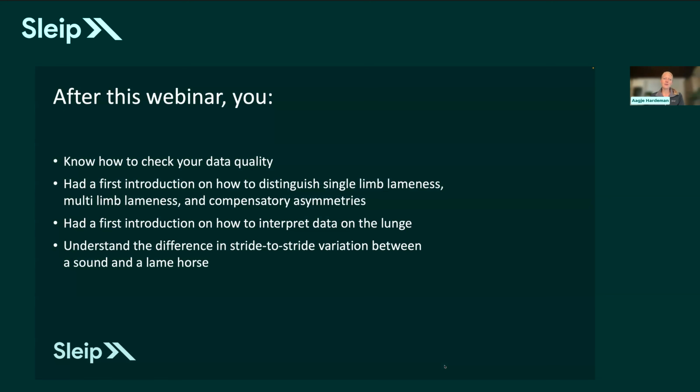So what I would like you to learn during this webinar is, first of all, to check your data quality. What can you do to check the data quality of the recordings that you did? You get a first introduction on how to distinguish single limb blame, multi-limb blame, and compensatory asymmetries. And the same is true for interpretation of data on the lunge. Be aware, we only have an hour, and this is a very complex topic, so it will only be a first introduction. And understand the difference in stride-to-stride variation between a sound and a lame horse.